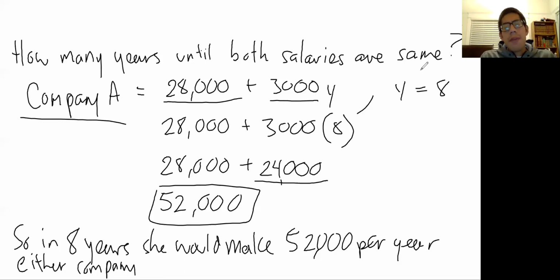in the long run. But if you're only going to work at one of these companies for 2 years, which one would be better? Well, Company B would be better because you'd be making more per year, but only if you're trying to work for them for less than 8 years.